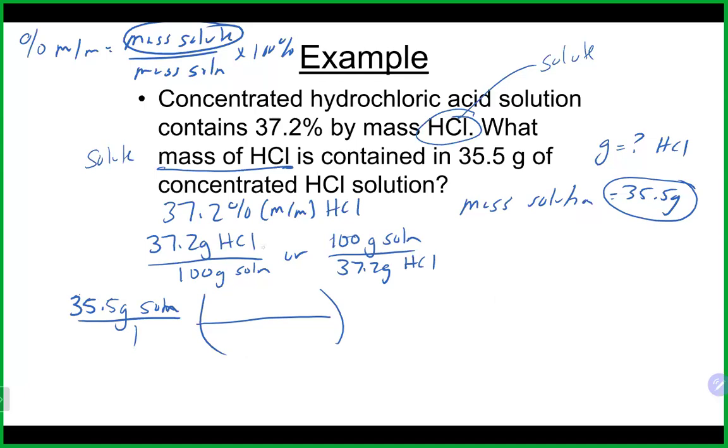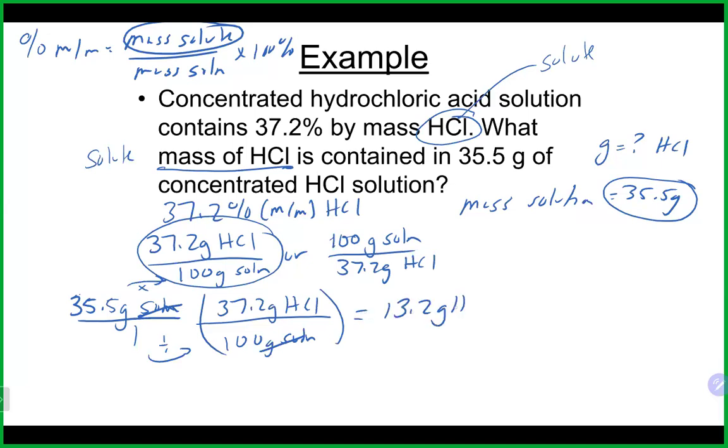So grams of solution is what I'm looking for, which looks like it should be this one here. And that would get me 37.2 grams of HCl on top, 100 grams of solution on the bottom, so that the grams of solution cancel. I know this is dimensional analysis, so I'm multiplying the top and dividing the bottom like normal. And that should be it, I think. 35.5 times 37.2 divided by 100. Really bad calculator, but I think it says 13.2 on that screen.